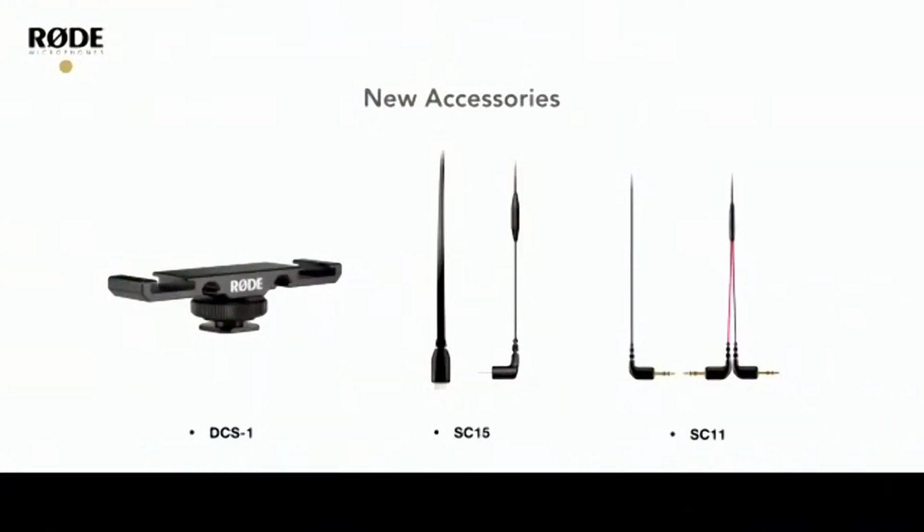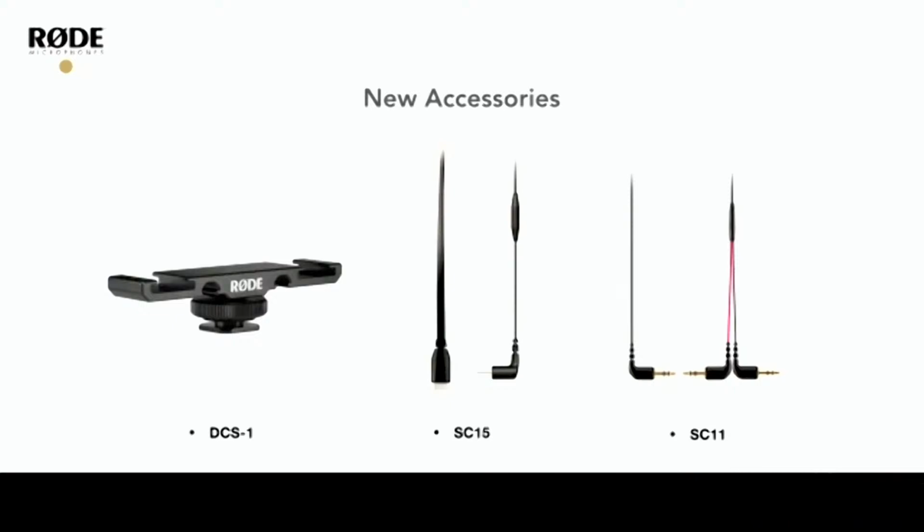So, a couple of accessories that come along with the Wireless GO systems these days. I should clarify, they don't come with, right? They are accessories to add on to. But the DCS-1 is a nice shoe mount, very small format, and it goes right on top of your camera. You can put a light on one side and your Wireless GO 2 single receiver for 2 signals of audio. You could put a shotgun microphone in the receiver of a Wireless GO 1.